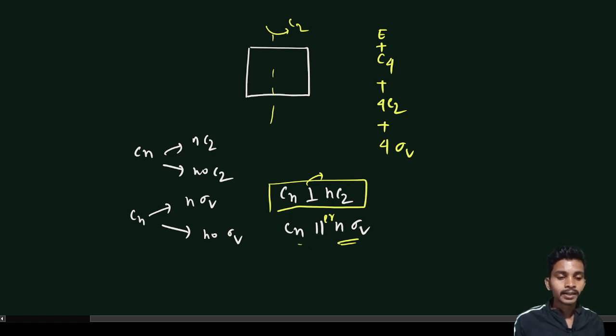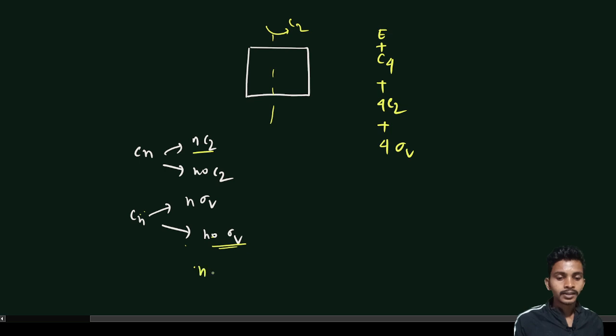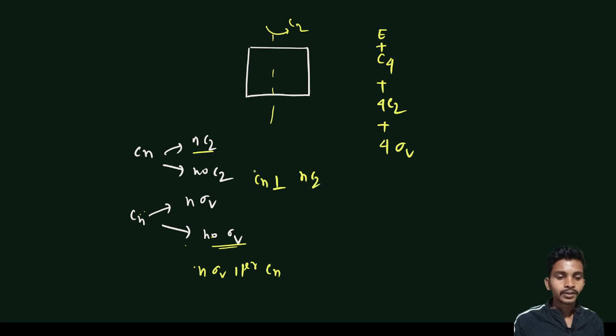The principal axis and n sigma v are parallel, because if this were perpendicular, then there must be an Sn axis and all these things. Although sigma h is also present here, whenever we are talking about these things, in that case this is parallel to this. So for these molecules sigma h is also present. This is for sigma v, but n sigma v is always parallel to Cn, and this Cn is perpendicular to nC2.